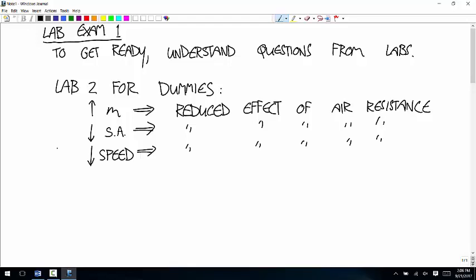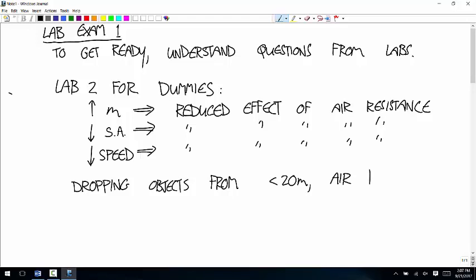And then I said half a page. This is way less than half a page. The only other thing is dropping objects from 20 meters or less. Air resistance had surprisingly little effect on fall times.